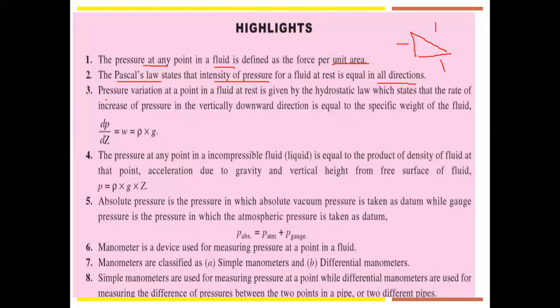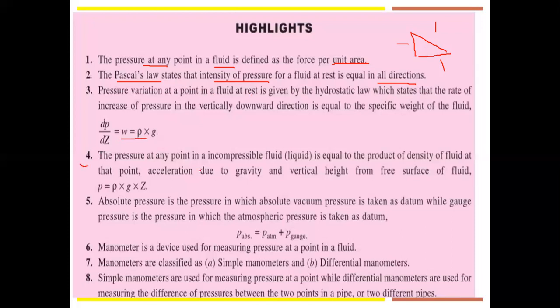Next one. The pressure variation at any point in a fluid at rest is given by the hydrostatic law, which states that the rate of increase of pressure in a vertically downward direction is equal to the specific weight of the fluid. That is a formula. w is equal to rho into g. Next.